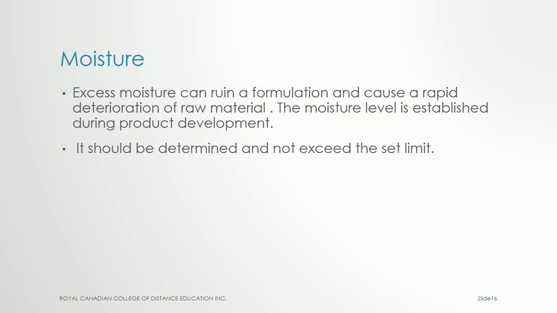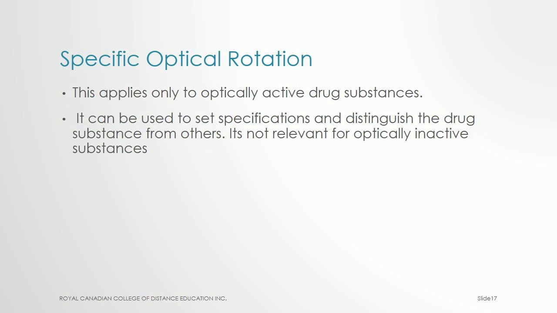Moisture. Excess moisture can ruin a formulation and cause a rapid deterioration of raw material. The moisture level is established during product development. It should be determined in the drug substance and not exceed the set limit. Specific optical rotation. This applies only to optically active drug substances. It can be used to set specifications and distinguish the drug substance from others. It's not relevant for optically inactive substances.